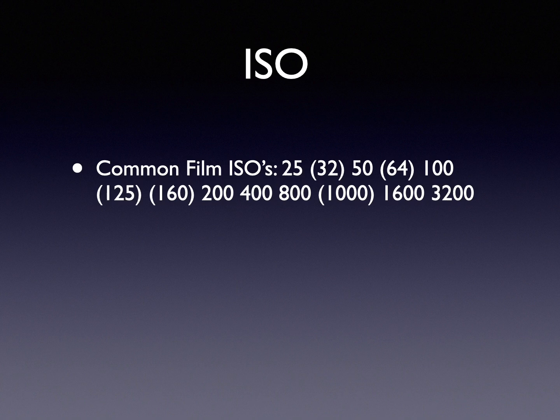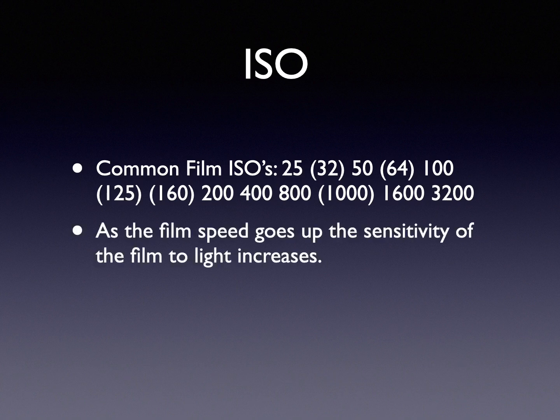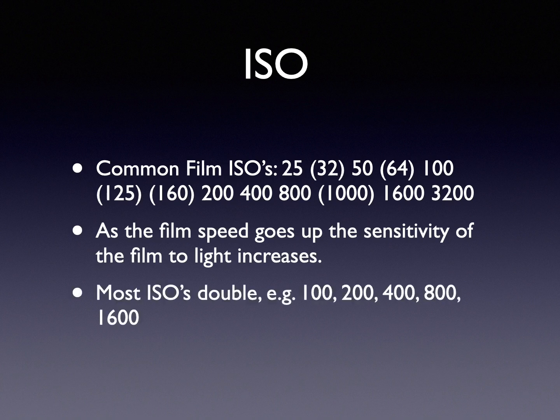These are common ISOs that you would get with film, and as the film speed goes up, the sensitivity of the film to light increases. And most of these would double. So like Fujifilm used to have film speeds of 50, 100, 200, 400, 800, 1600. Each one would double, which would be like going up one stop faster on the aperture, or a shorter shutter speed.